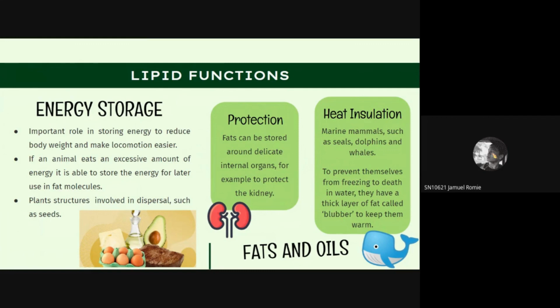Besides that, fats are a common and well-known form of lipids. They are made by bonding fatty acids to an alcohol. Fats can be stored around delicate internal organs, for example, to protect the kidney. Fats are also important for heat insulation. Marine mammals such as seals, dolphins, and whales offer a perfect example of how fats can provide insulation, as Sureka explained just now. In order to prevent themselves from freezing to death in water, many of these marine mammals have a thick layer of fat, which is called blubber, to keep them warm. Next slide.